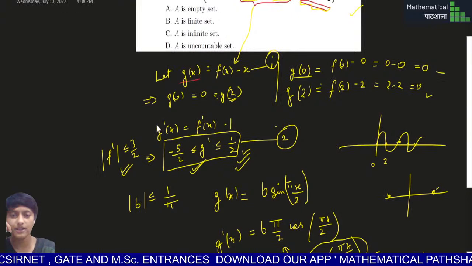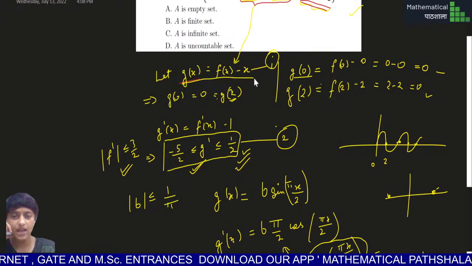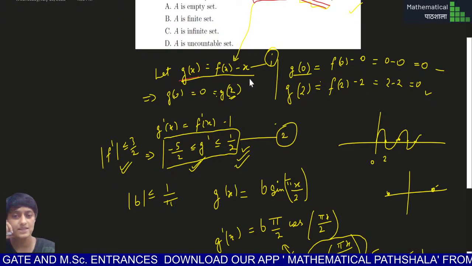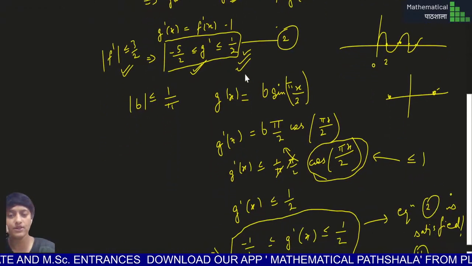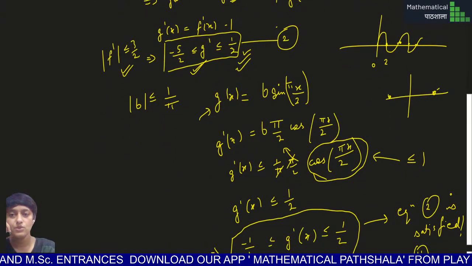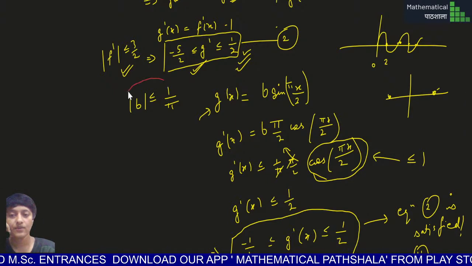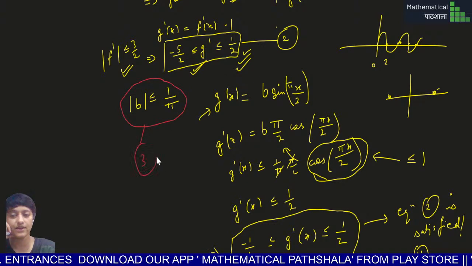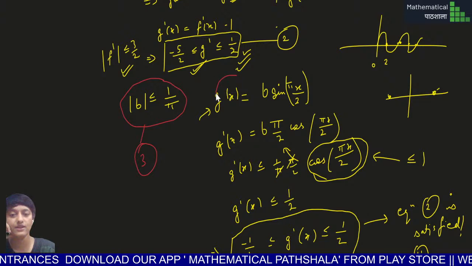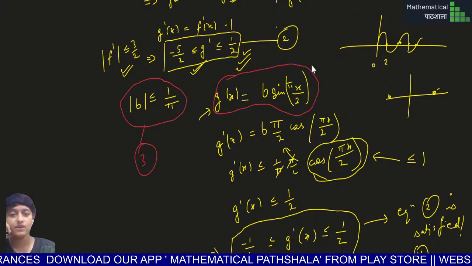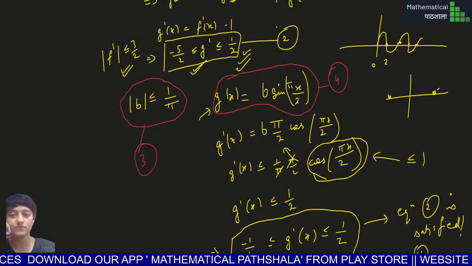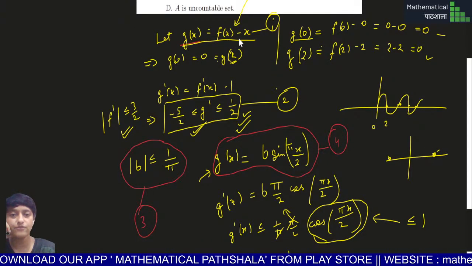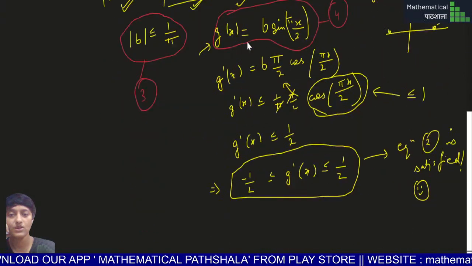Do you remember what we have taken the g function to be? It is f(x) minus x. So we can calculate f(x): f(x) will be g(x) plus x. Here we have considered g(x) to be this. Two things to note here: one is that |b| is less than or equal to 1/π, let us make it equation 3, and this thing equation number 4. Alright, so let us move back to our original equation number 1. g(x) is given by f(x) minus x. So what will be the f(x)?